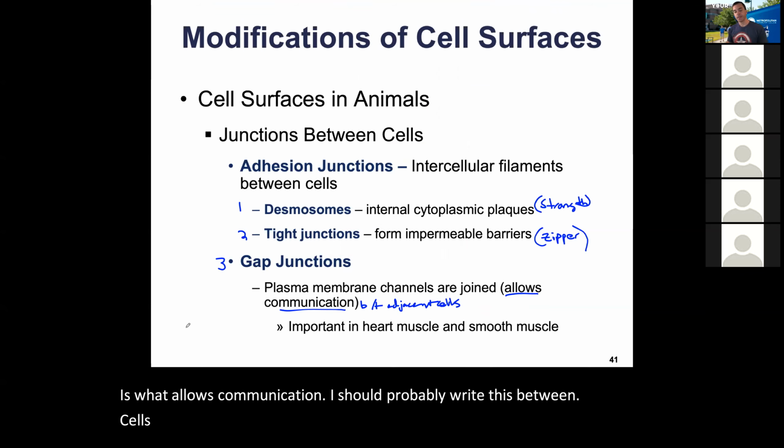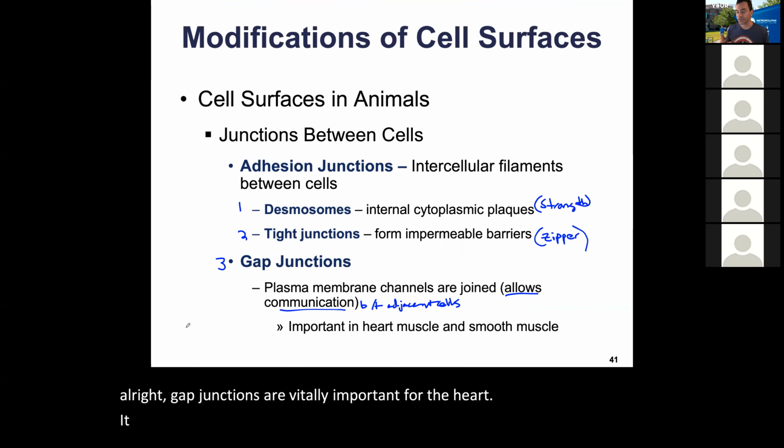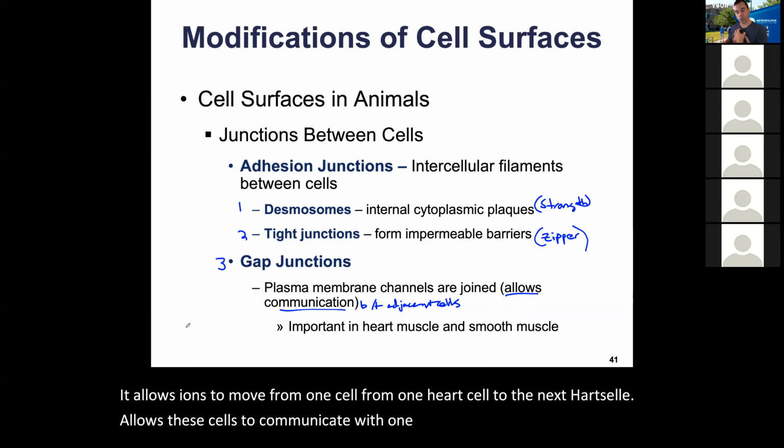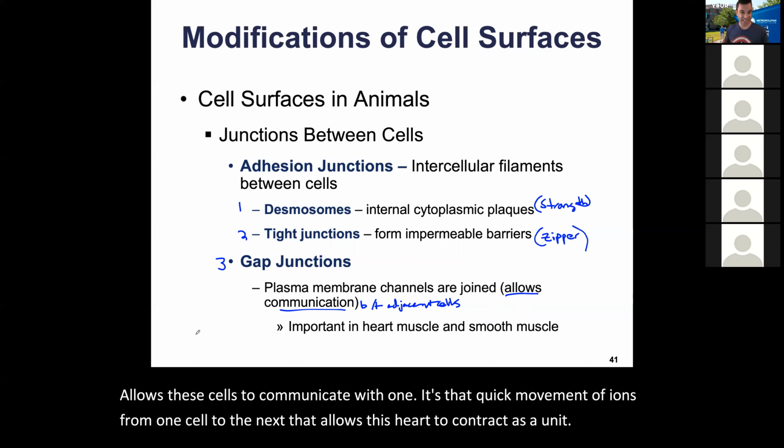All right. Gap junctions are vitally important for the heart. It allows ions to move from one heart cell to the next heart cell. It allows these cells to communicate with one another. It's that quick movement of ions from one cell to the next that allows this heart to contract as a unit.